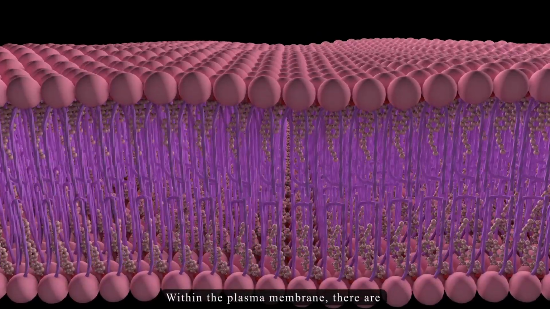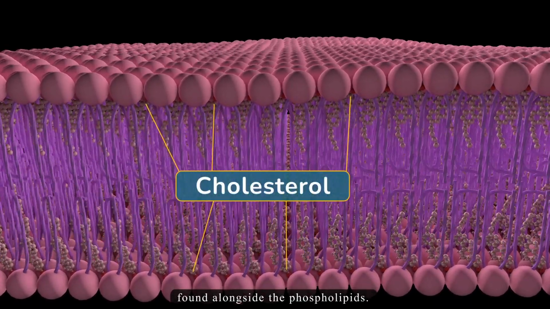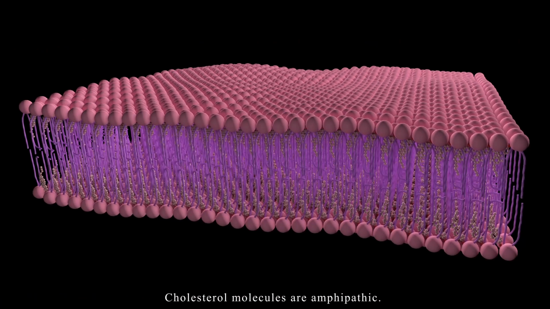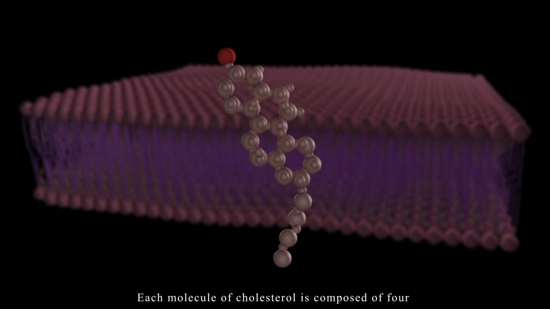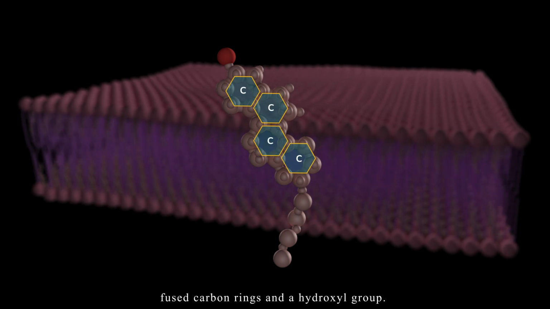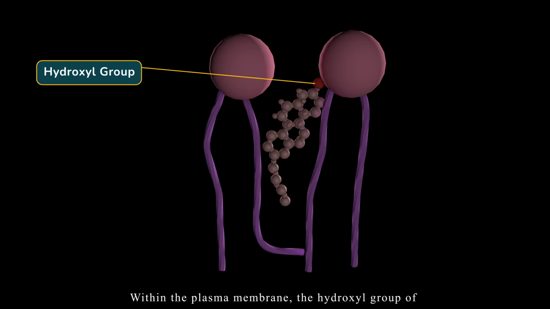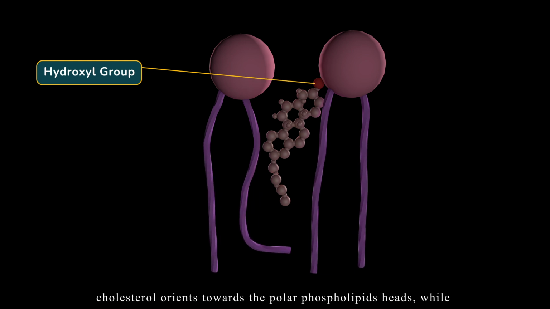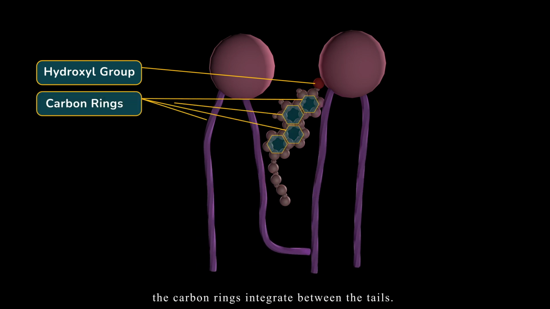Within the plasma membrane, there are embedded molecules of cholesterol that are found alongside the phospholipids. Cholesterol molecules are amphipathic. Each molecule of cholesterol is composed of 4 fused carbon rings and a hydroxyl group. Within the plasma membrane, the hydroxyl group of cholesterol orients towards the polar phospholipid heads, while the carbon rings integrate between the tails.